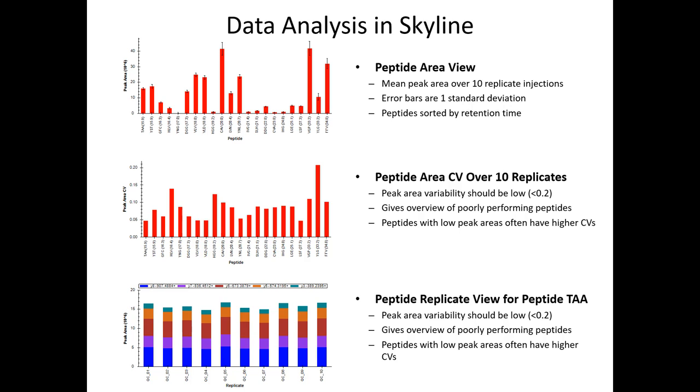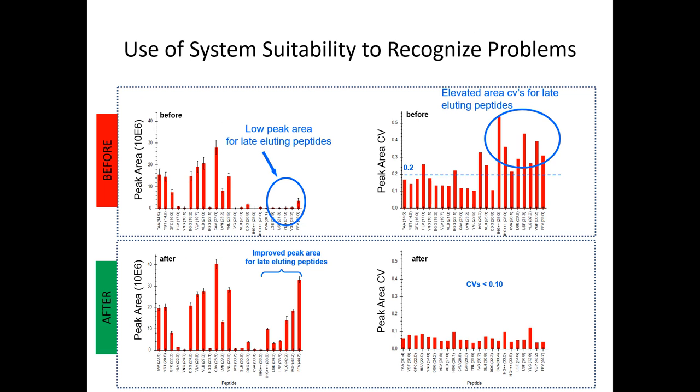And then look at the peptide replicate view. So these are all different injections. You can sort them in order and look at the absolute peak area as well as the distribution of the transitions. So it's just, again, touching on everything we've talked about over the last couple of days, but using it in a slightly different way.